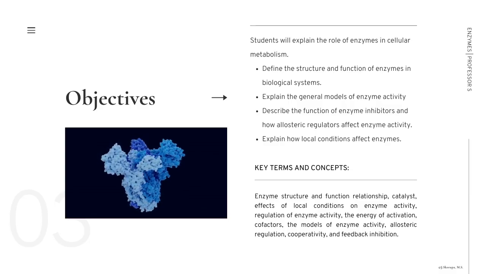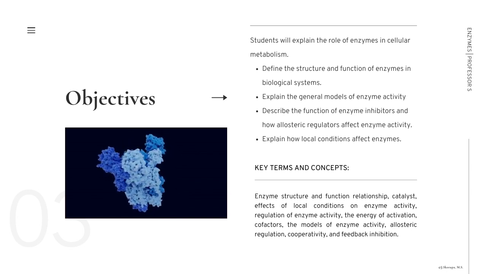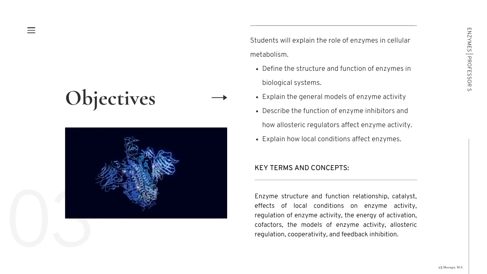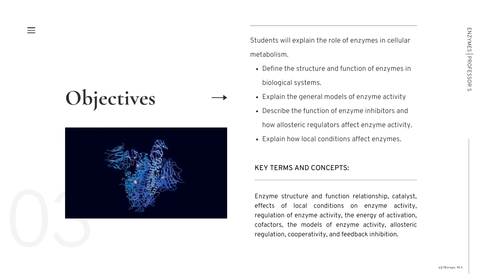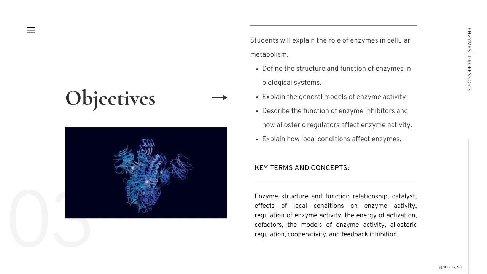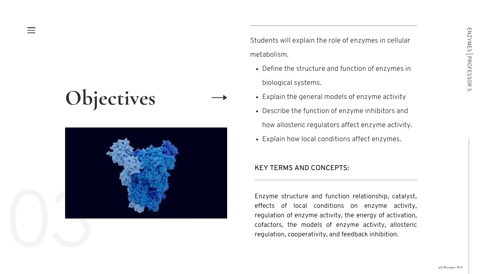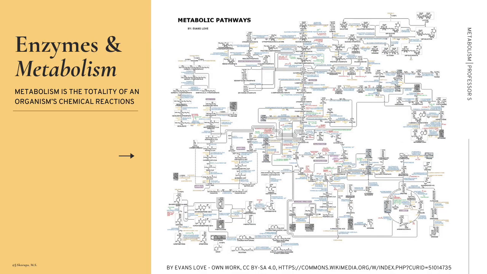After this video, you will be able to explain the role of enzymes in cellular metabolism. Particularly, you'll define the structure and function of enzymes in biological systems, explain the general models of enzyme activity, describe the function of enzyme inhibitors and how allosteric regulators affect enzyme activity, and explain how local conditions affect enzymes. So, let's begin with what an enzyme is.